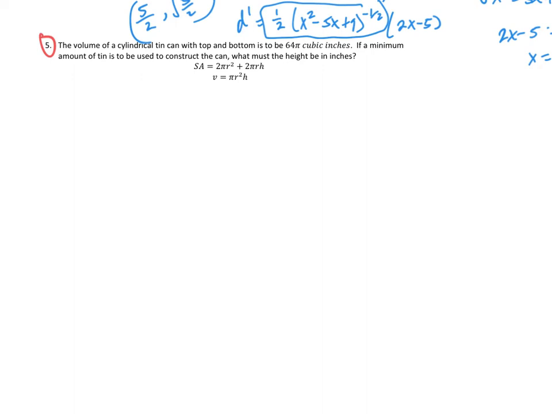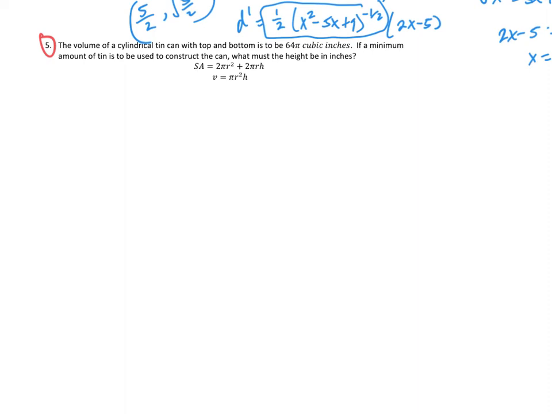So the question reads, the volume of a cylindrical tin can with top and bottom is to be 64 pi cubic inches. If a minimum amount of tin is to be used to construct the can, what must the height be in inches? So we're minimizing the amount of tin. So essentially that's a surface area, right? And we're looking for that height as our answer.